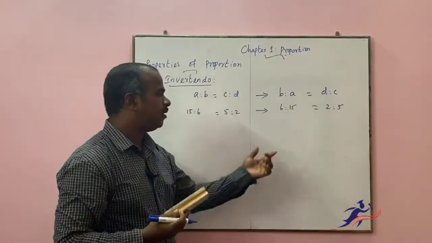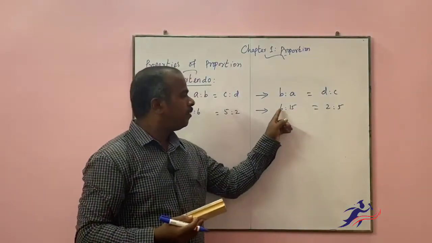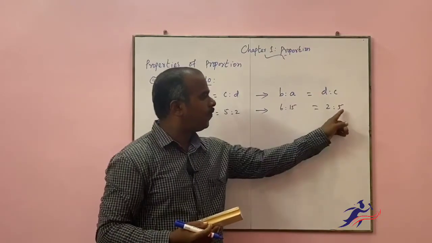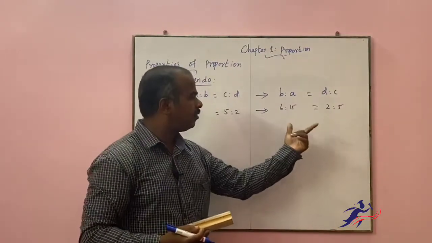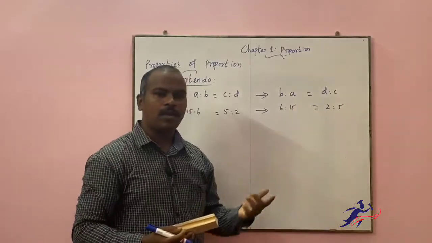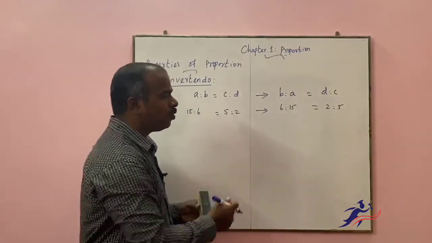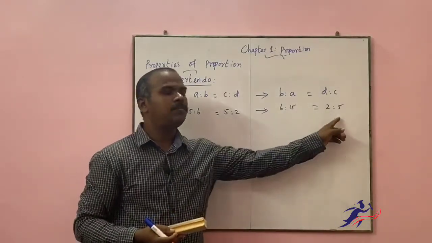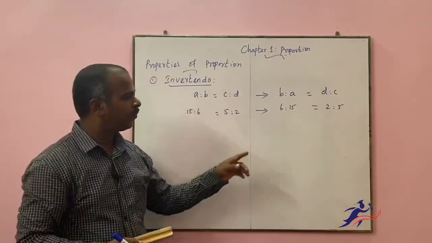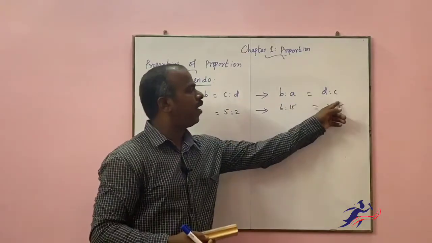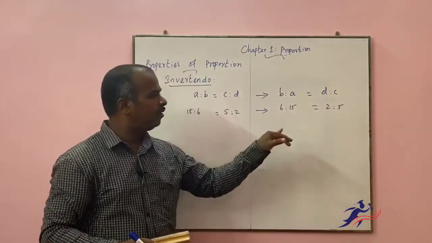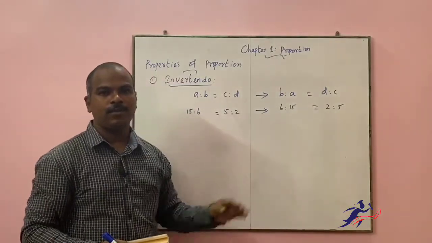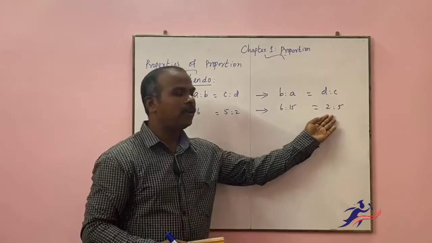Now we check here. We already studied 6 and 5 are called extremes, 15 and 2 are called means. So in case of proportion, the product of extremes is equal to product of means. So 6 into 5, that is 30. Product of means, that is 15 into 2, again 30. So 30 equal to 30. So they are in proportion.